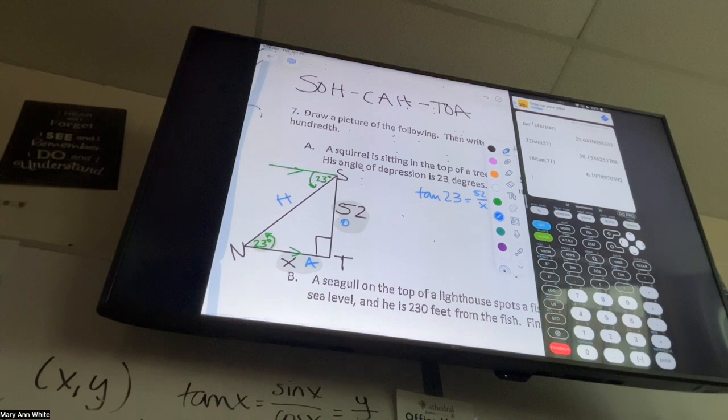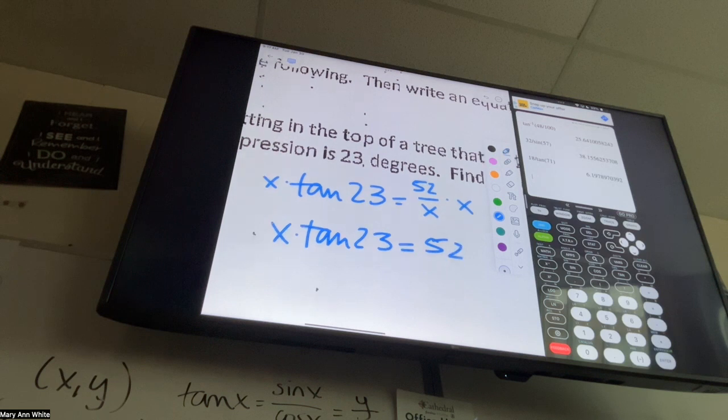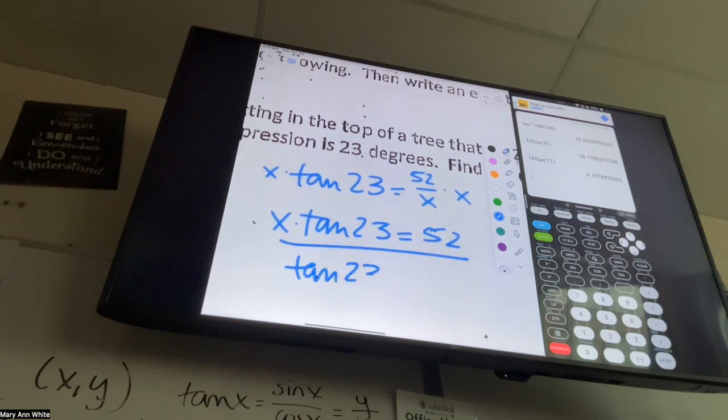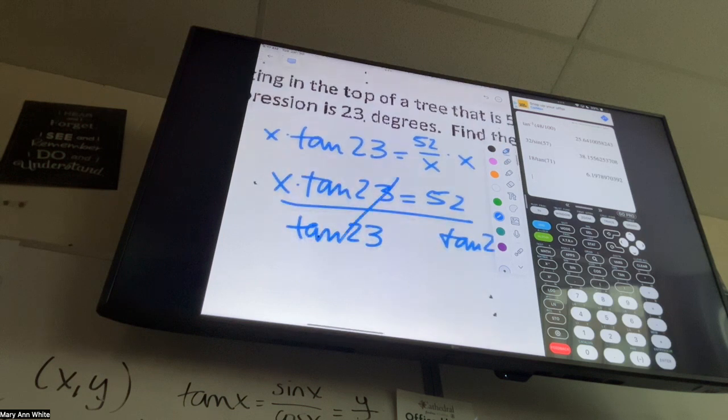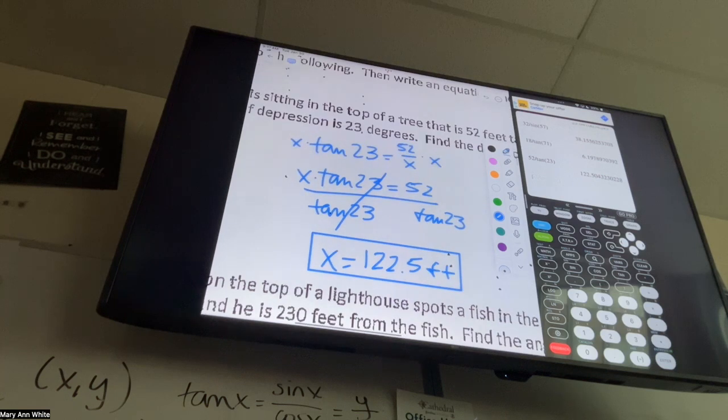That's a lot like how we just solved a couple minutes ago. So I'm going to be quiet. You simplify, solve, and look at the answer on the board momentarily. All right, I got 122.5 feet. Is that what you guys got? All right, next problem.